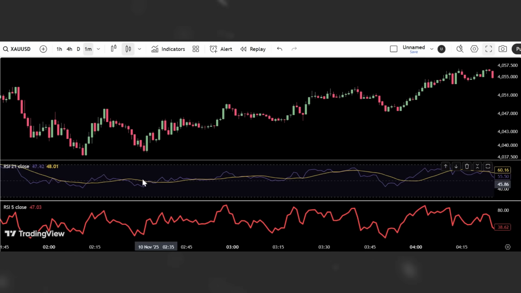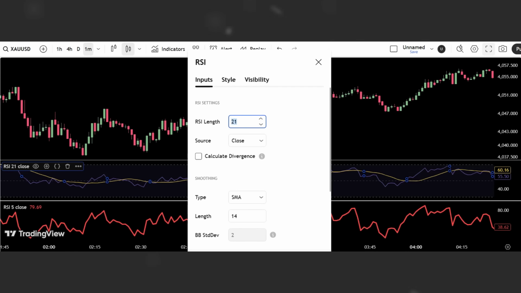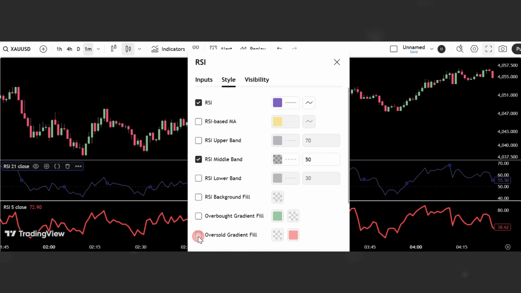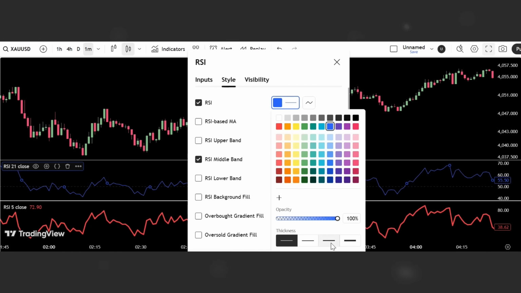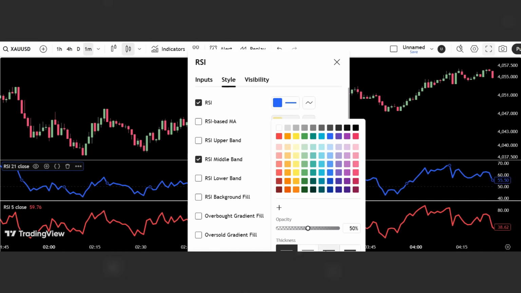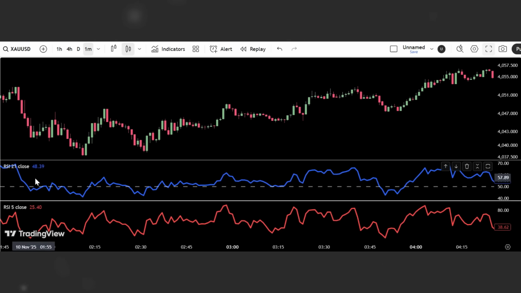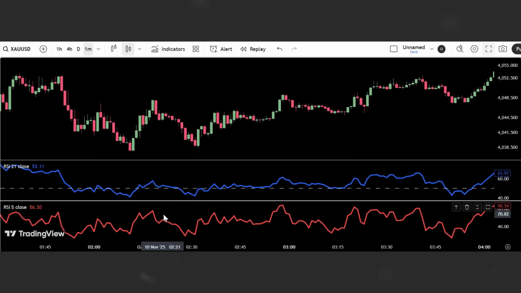Now let's set up the second RSI at the top. Go to Settings, Input tab, and set the length to 21. In the Style tab, uncheck everything except the RSI line and the middle band. Change the RSI line color to blue and increase the thickness of both the RSI line and the middle line so they are easier to see. Click OK to apply. This RSI moves slower, making it smoother and showing less noise compared to the fast RSI below.